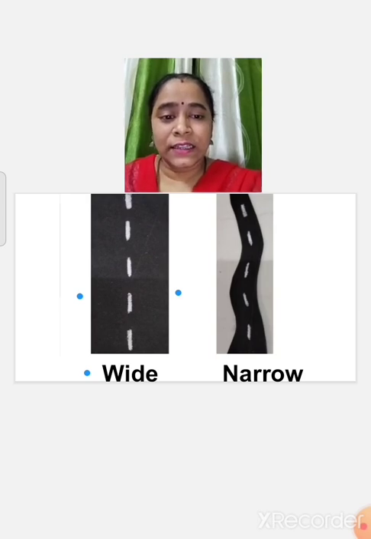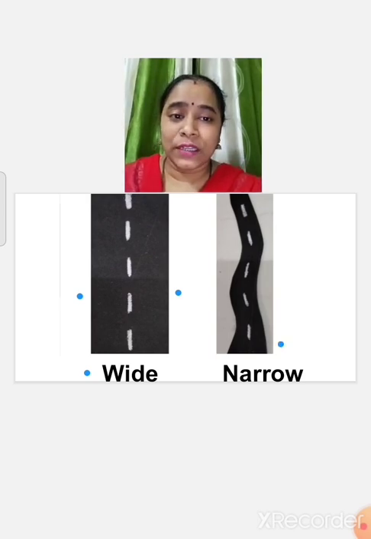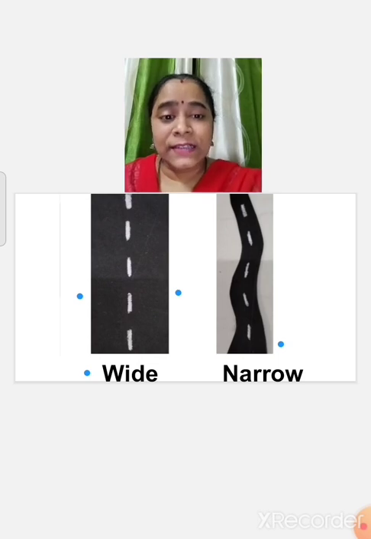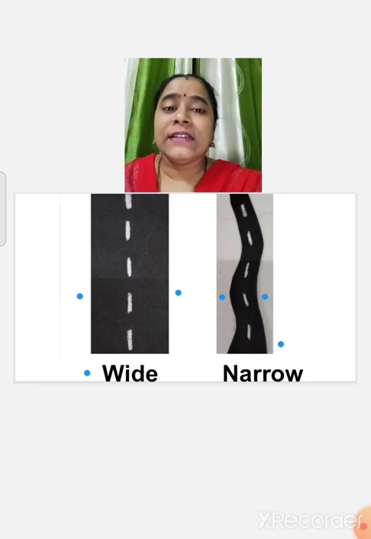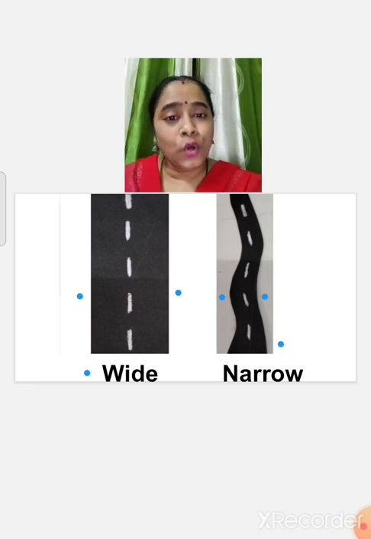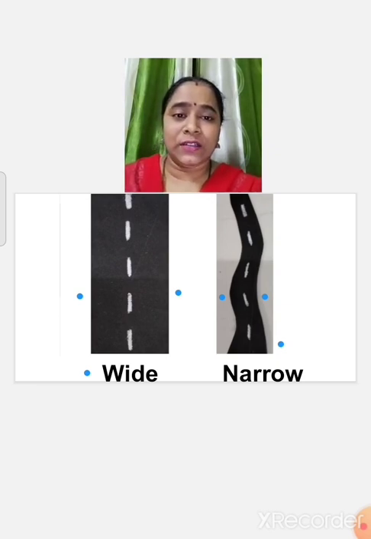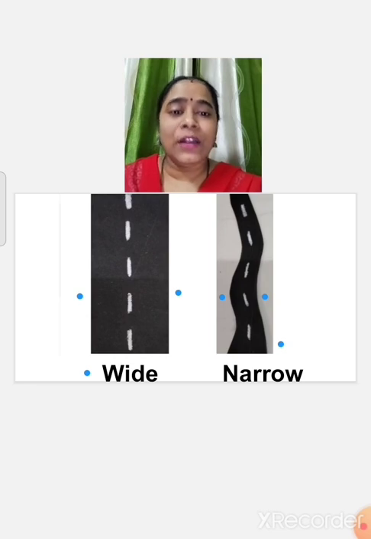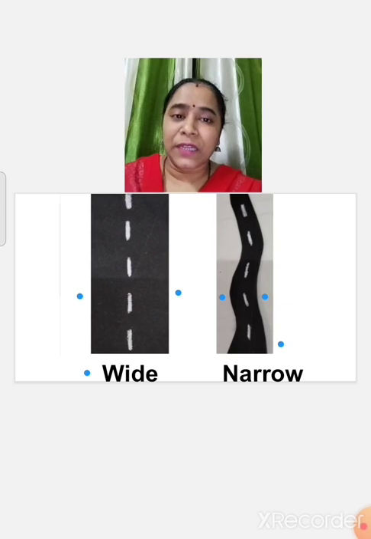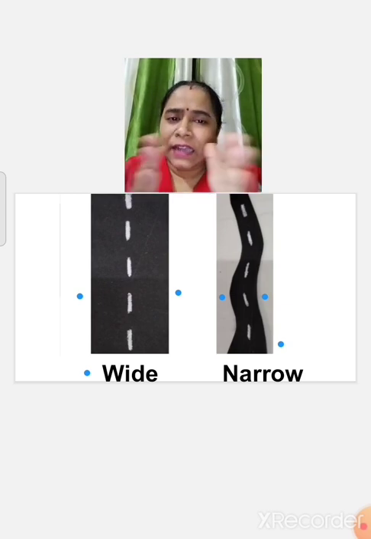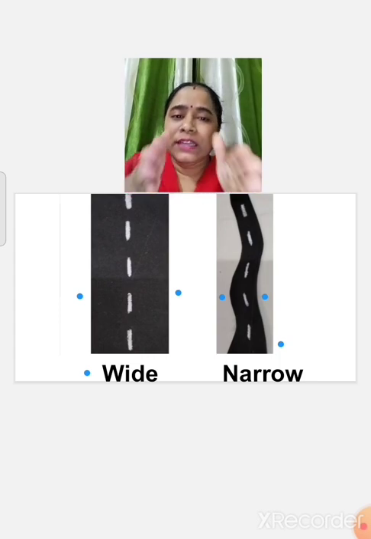Children, see this one. This road is narrow. You can see the sides. Children, see the sides. The sides are closer to each other. They are limited in size. Okay, so this road is narrow.